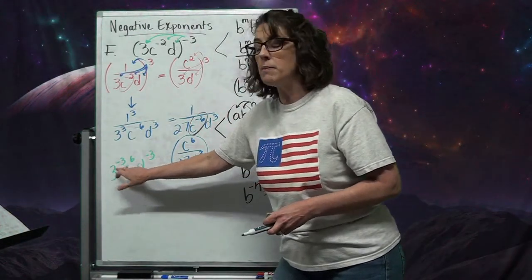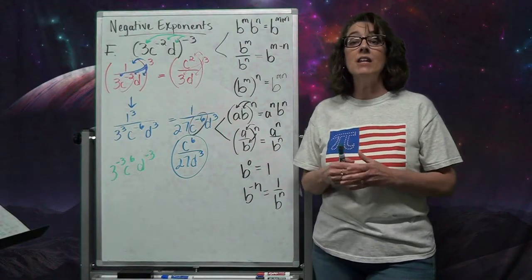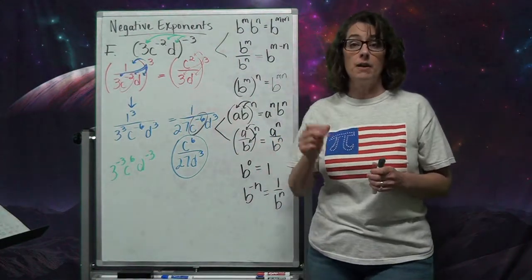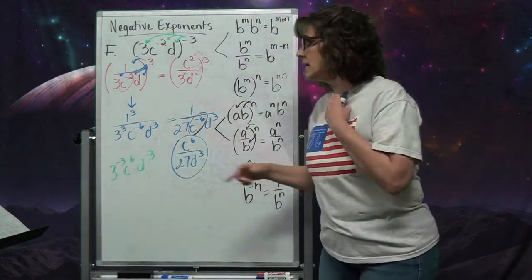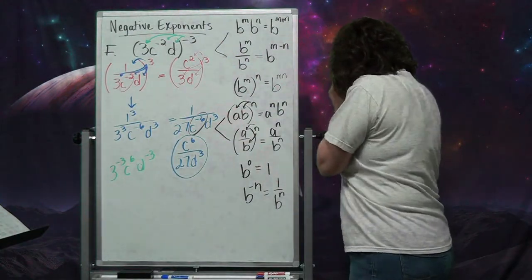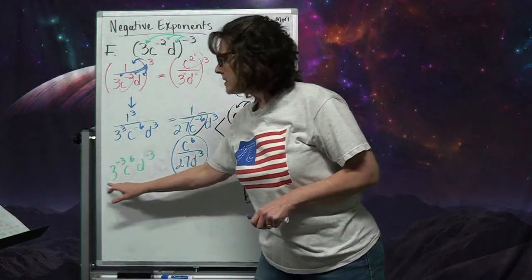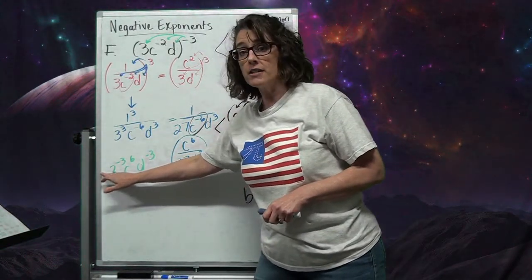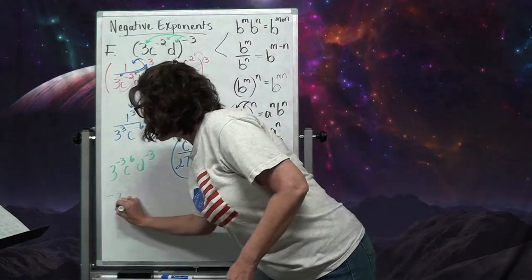Here's where a lot of people run into trouble. You need to remember, guys, a negative in the exponent means flip. Flip, flip, flip, flip, flip. A negative in the exponent does not mean slide that negative down front. So it's not going to mean negative 3 to the third.